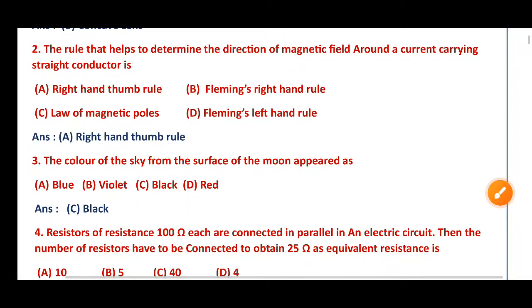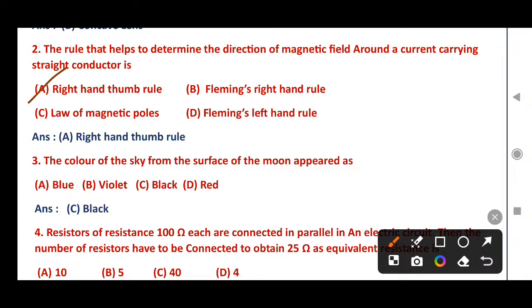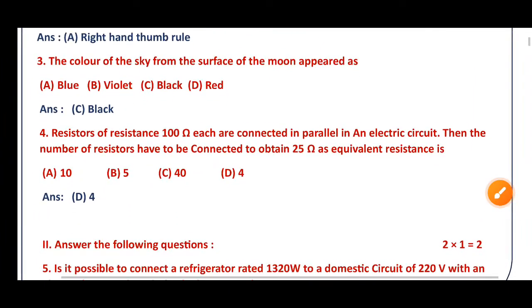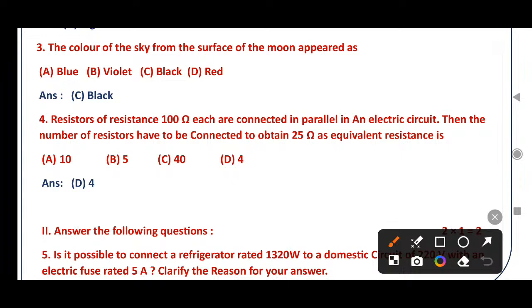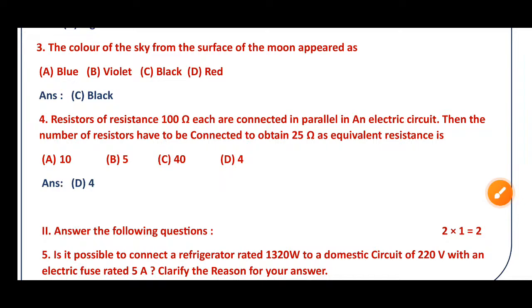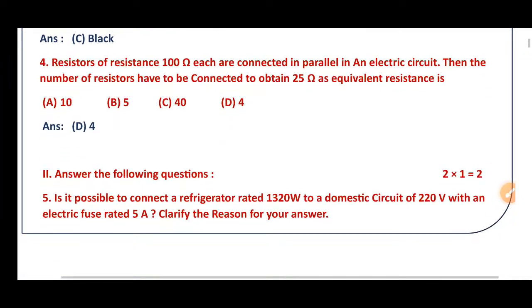Then question number 2, the rule that helps to determine the direction of magnetic field around a current carrying straight conductor, it's the right hand thumb rule. Option A, right hand thumb rule. Then next, question number 3, the color of the sky from the surface of the moon appears as black, because there is no refraction and dispersion, there is no environment on the moon surface.